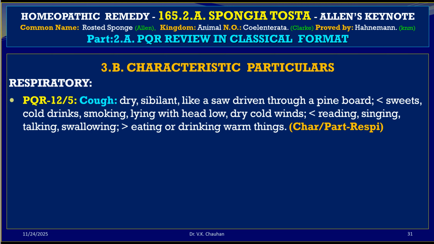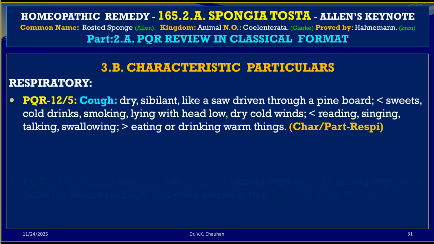Again, one more symptom is there in the respiratory tract. It is PQR 12, 5: cough, dry, sibilant like a saw driven through a pine board. Worse by sweet, cold drinks, smoking, lying with head low, dry, cold winds. Worse reading, singing, talking, swallowing. Better by eating or drinking warm drinks. It is a characteristic particular general belonging to the respiratory tract. And again, this kind of feature tells you something like chronic bronchitis, chronic asthmatic bronchitis.